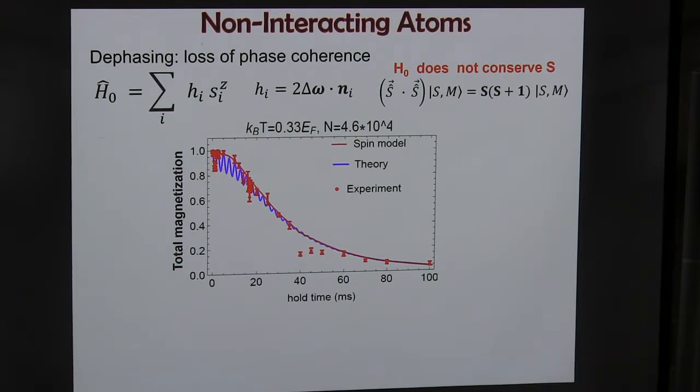There are some imperfections in the experiment, some small linear gradients that cause some of these small oscillations, but overall, this spin model, that is the red solid line, captures very well the dephasing or the demagnetization of the non-interacting gas as a function of time.